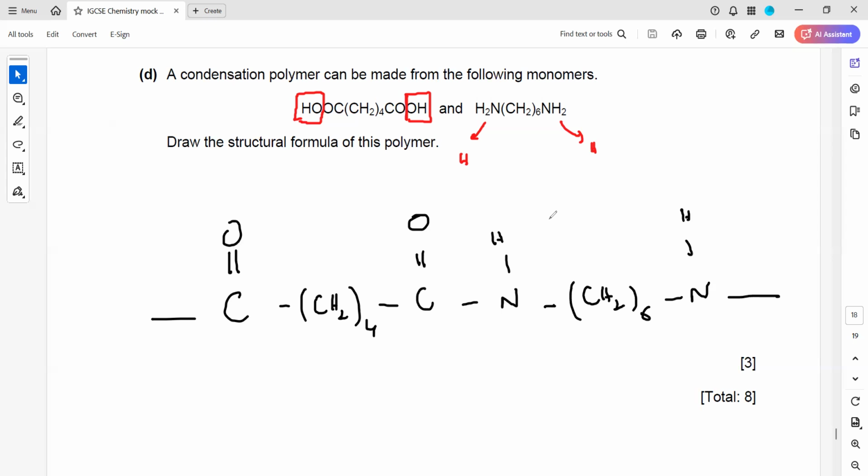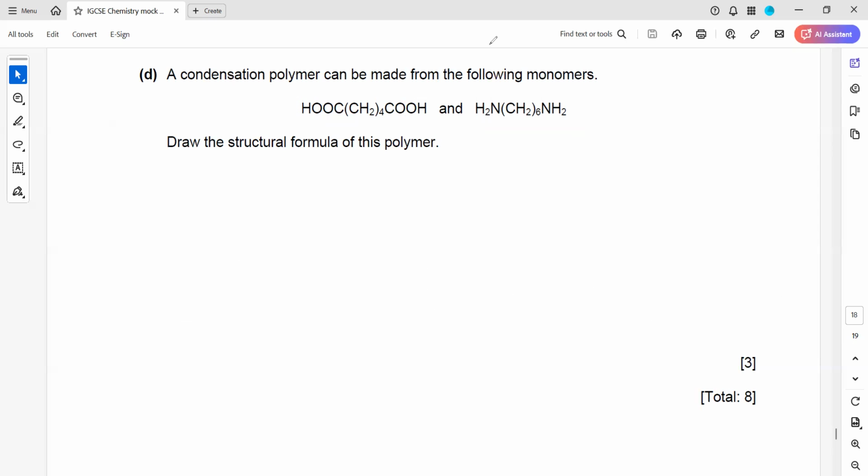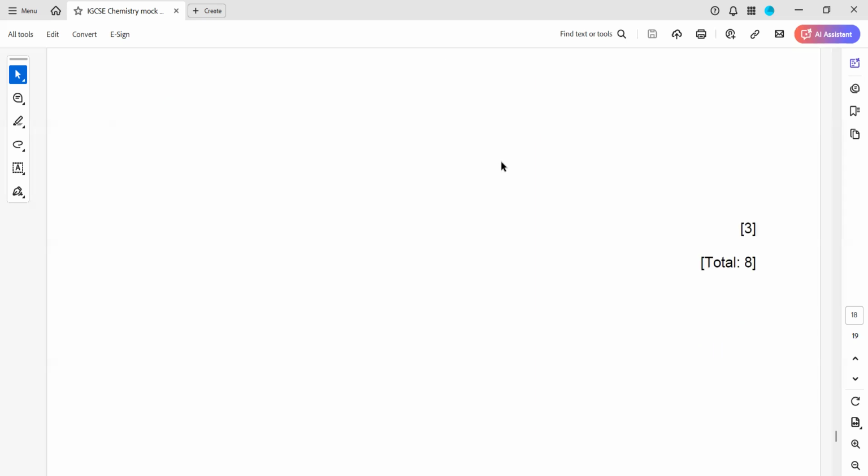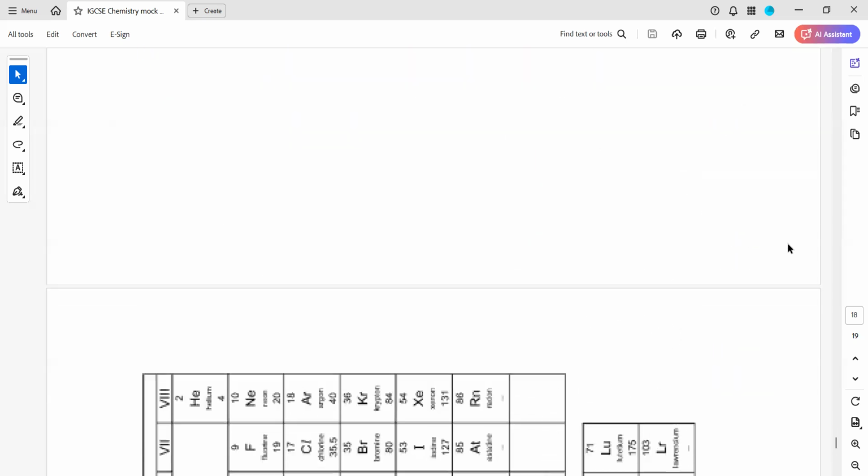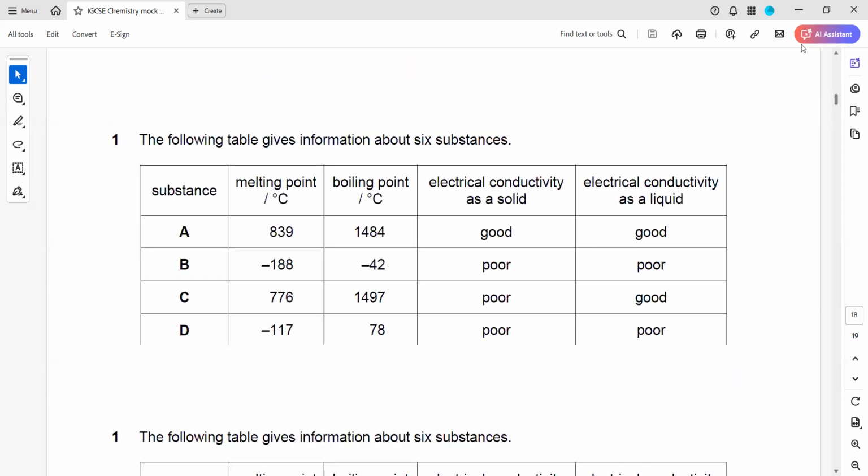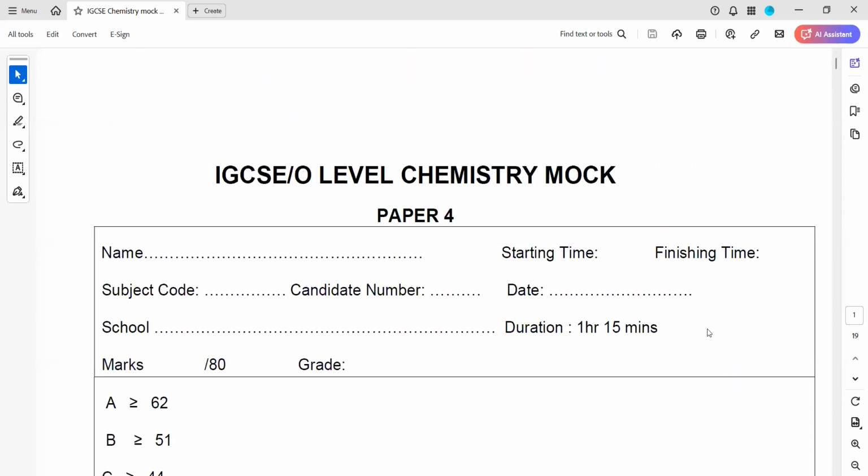Put a line for the bonds. And another thing, if they represent a block as a shaded box or a square, then you will use that one. So this is a mock paper 4.